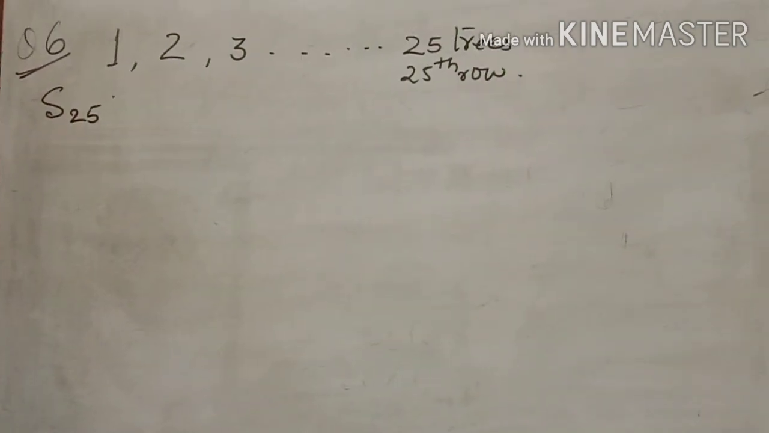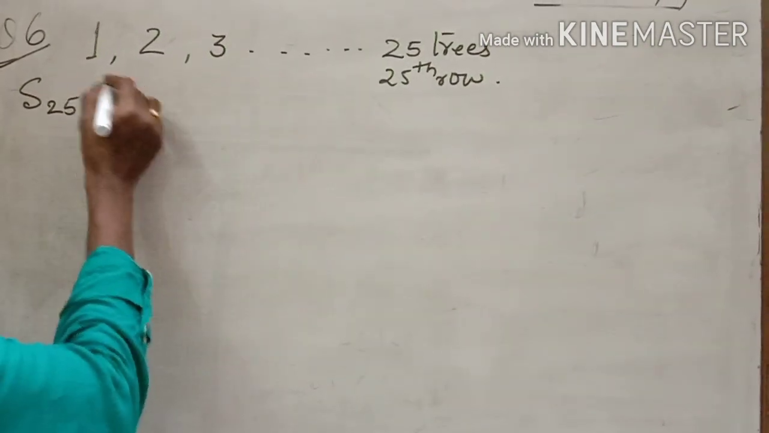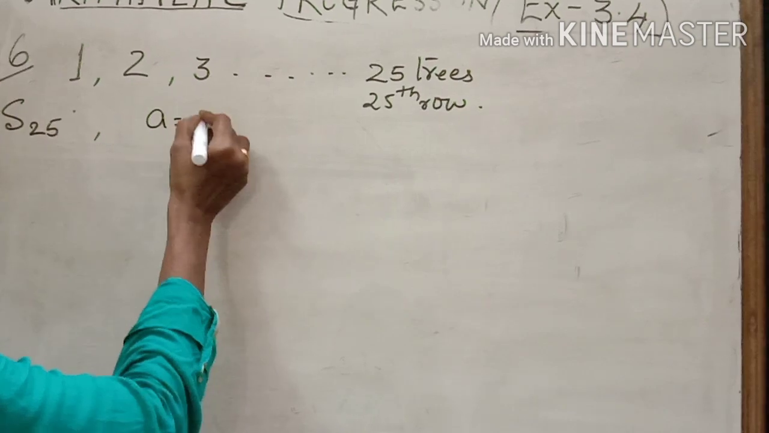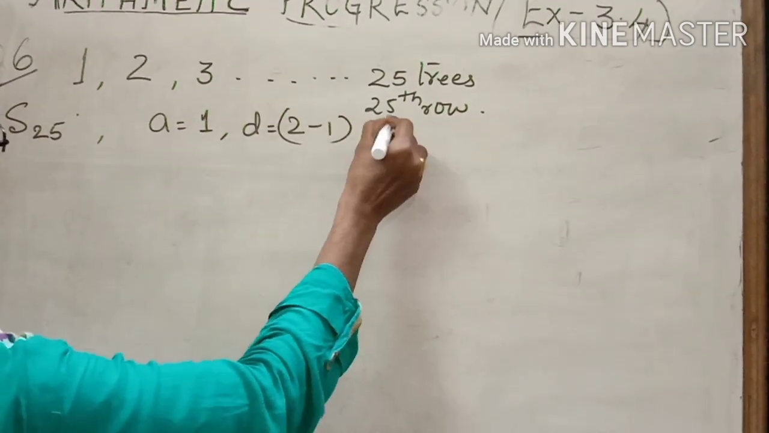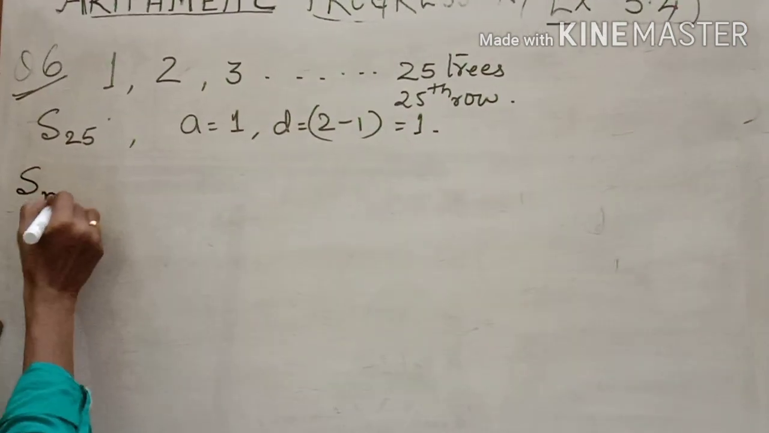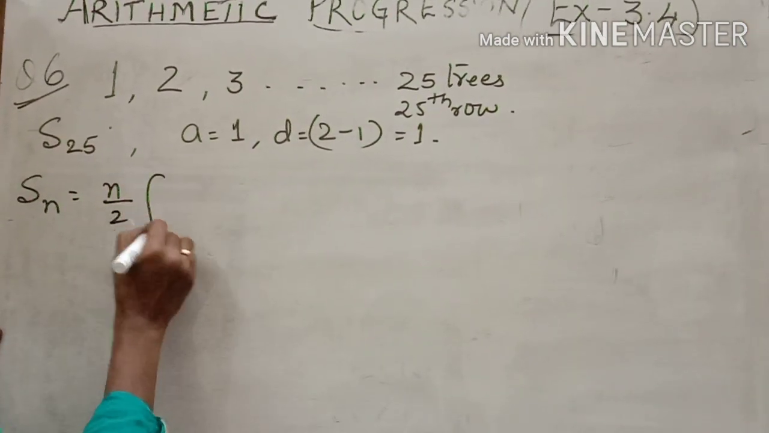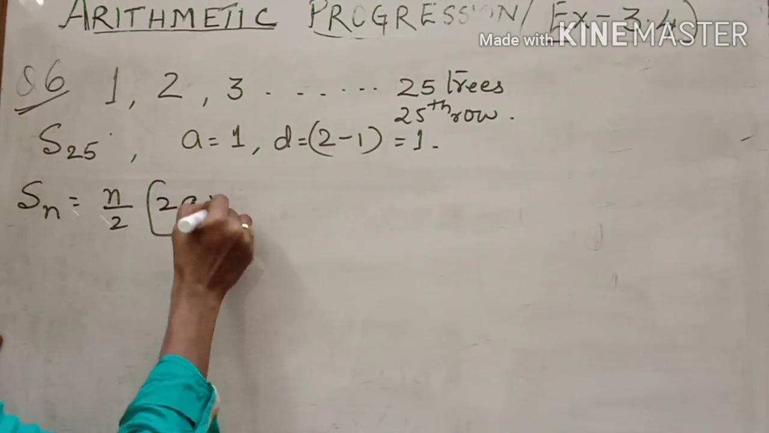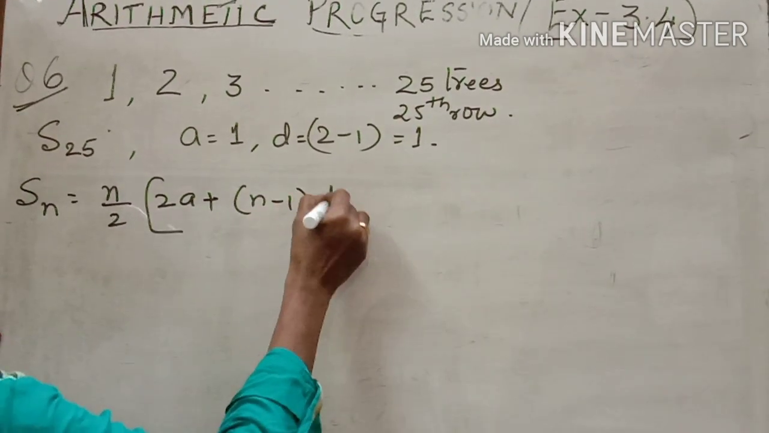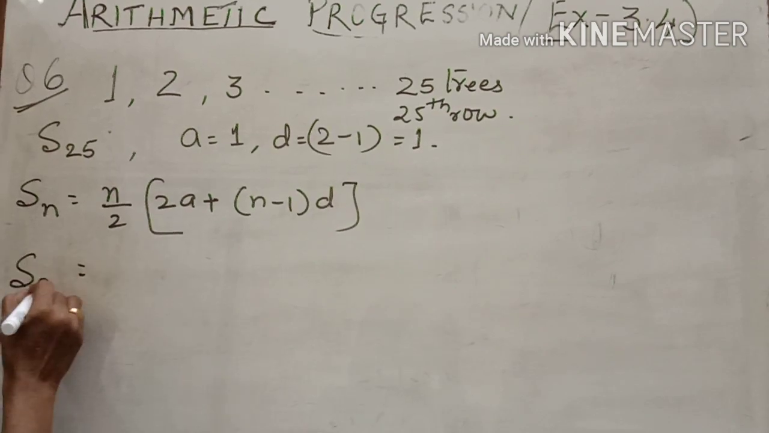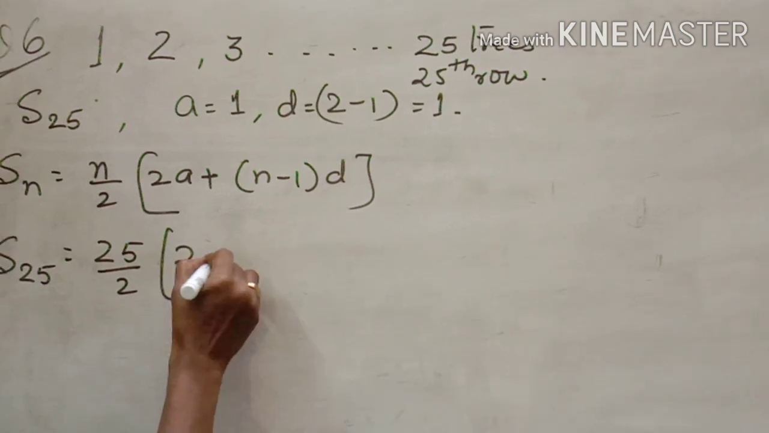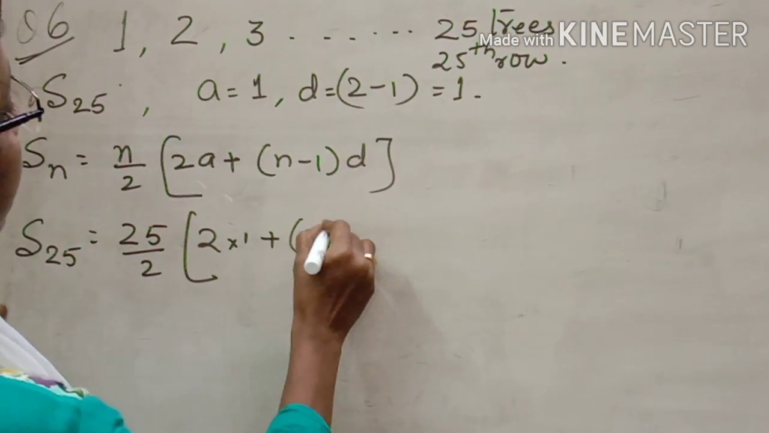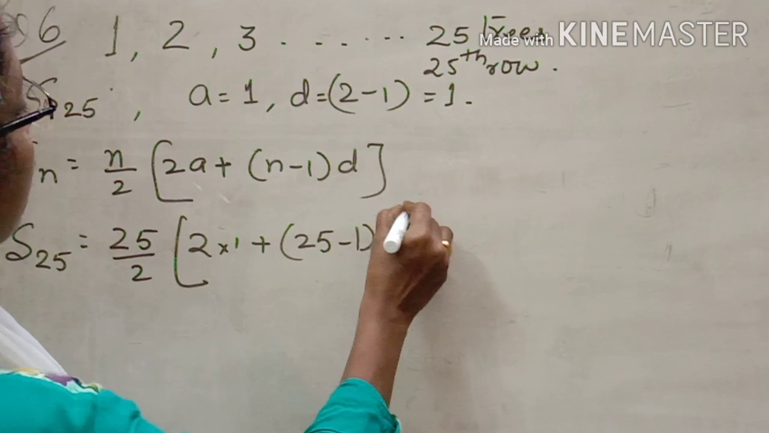Total number of trees in 25 rows. So here they are in order. a is equal to 1. d is equal to 2 minus 1, that is 1. Sn is equal to n upon 2, (2a plus (n minus 1) into d). S25 you have to find. So 25 upon 2, (2 into 1 plus (25 minus 1) into 1).